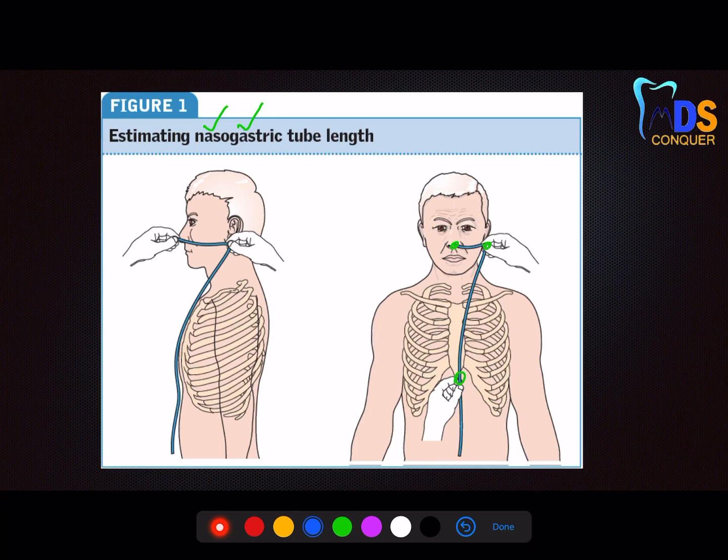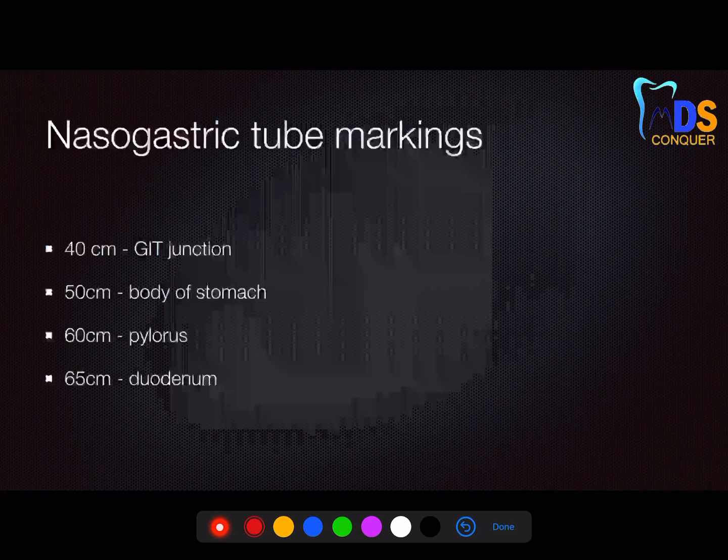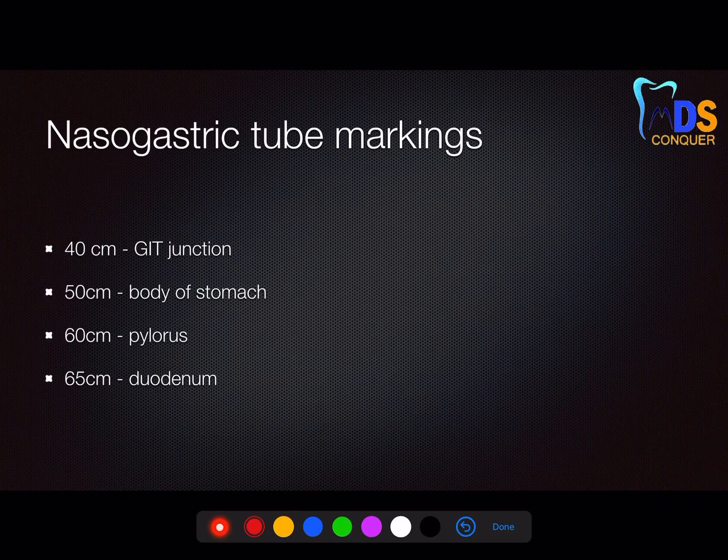It is the length from the tip of the nose to the ear, plus from the ear to the xiphisternum. If you calculate both of these distances, this is 1 and this is 2, you're going to get the estimated nasogastric tube length. I have already mentioned that there will be markings: the 40 centimeter marking is the GIT junction, 50 centimeter is the body of the stomach, 60 centimeter is the pylorus, and 65 centimeter is the duodenum.